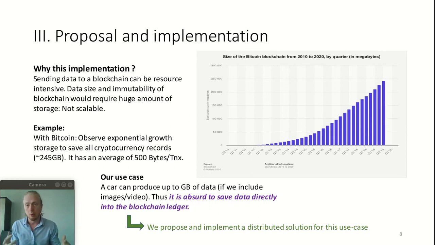So this is not really scalable. A typical example of how the storage is increasing in the blockchain is Bitcoin, where with only 500 bytes per transaction, we have a blockchain ledger that is now 245 gigabytes after 10 years. And in our use case, a car is going to produce up to megabytes and gigabytes of data. If we include video and images, for example, it is nonsense to actually save that data directly into the blockchain ledger. That's why we propose and implement a distributed solution for this use case.